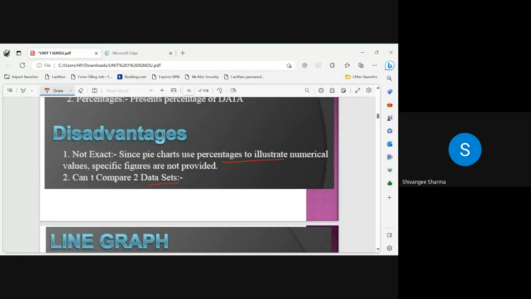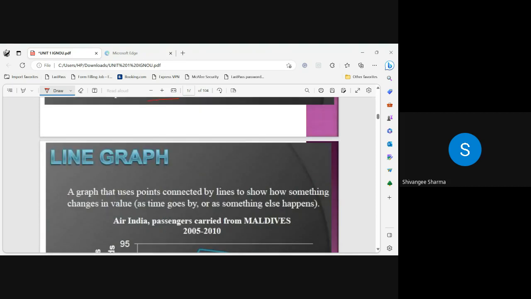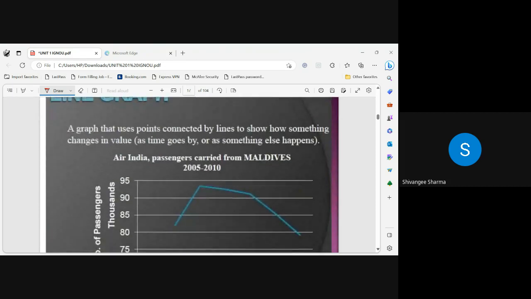Suppose you want to analyze demand and supply with respect to time. You can analyze demand in one pie chart and supply in another pie chart, but not in combination. So you cannot present two data sets in a single pie chart. Then let's move on to the line graph.